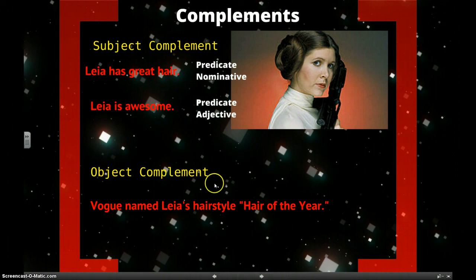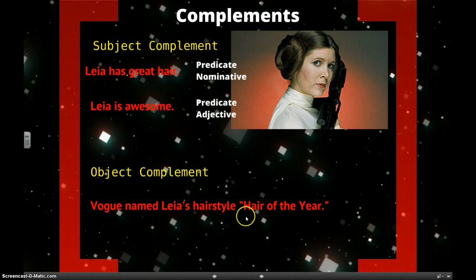So an object complement, just like how a subject complement renames the subject, like this one, Leia is awesome, an object complement renames a direct object. So you have to have an action verb and a direct object in order to have an object complement. So Vogue is our subject, named is our verb, and our direct object here is hairstyle. Vogue named the hairstyle. But really you could almost also say that hair of the year is the direct object. Vogue named hair of the year. So these two basically rename each other, and they're basically equivalent, hairstyle and hair of the year. This is an example of an object complement.